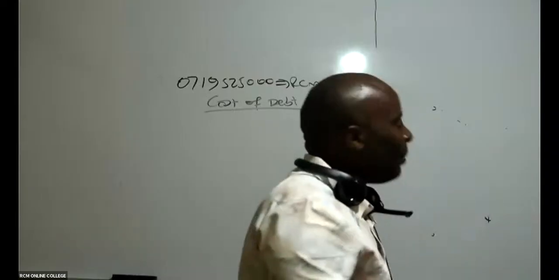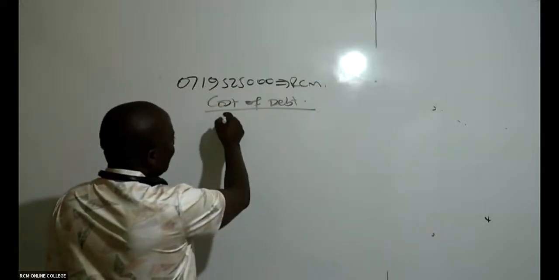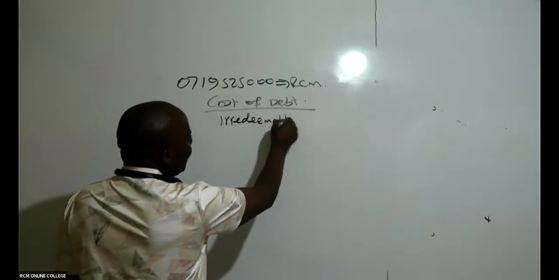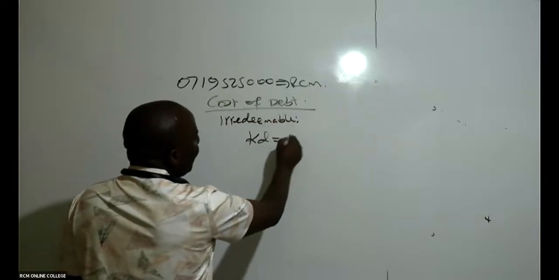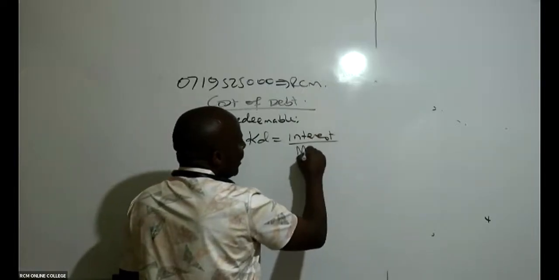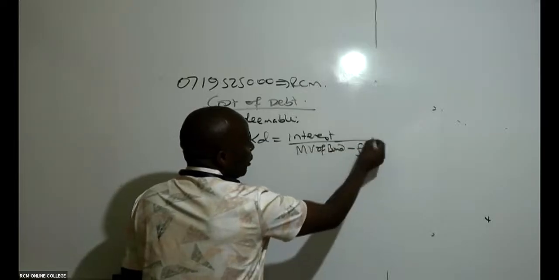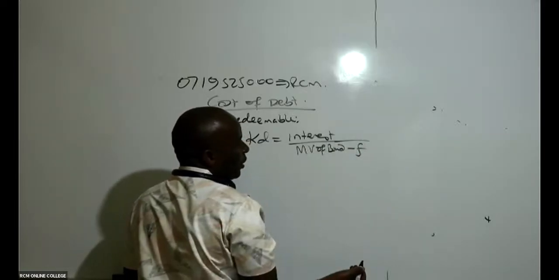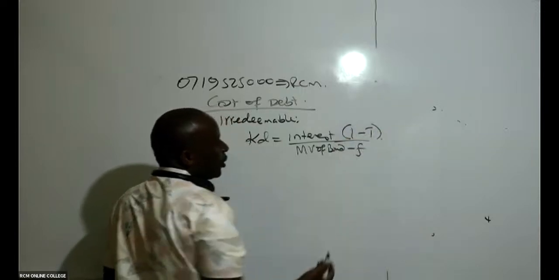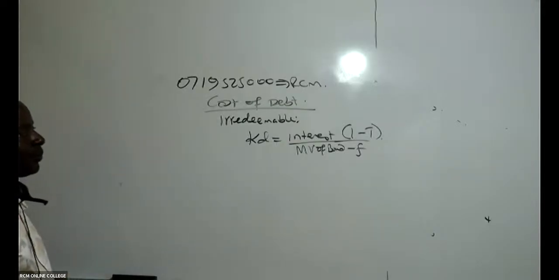Because if it is irredeemable, what I will do is simply get my Kd, and my Kd is very easy. I will take the interest and divide this by your market value of the bond, minus any flotation cost if there is. And this interest must be after what? After tax. The interest there must be after tax.